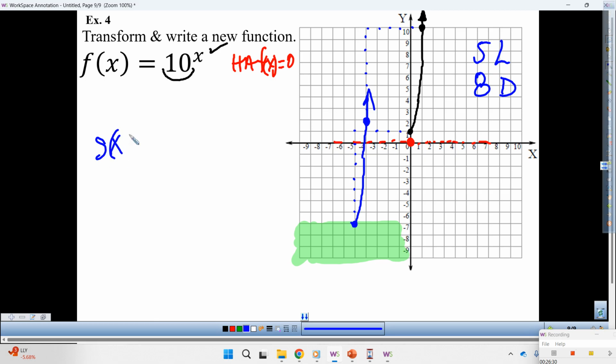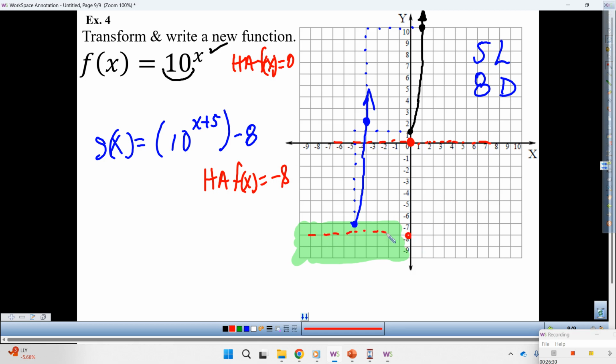And your new rule is g of x equals parentheses 10 what? X plus 5 and minus 8. And your new HA is negative 8. There you go. Hands, if you got something like that. From 1 to 5, how comfortable are you with base 10 as well? Yeah, we got it, right?